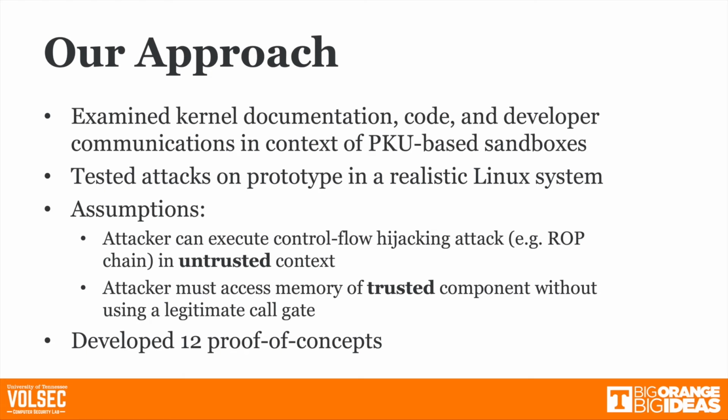We used the assumption that our theoretical attacker has already compromised the untrusted component of the process, and so our attacker is allowed to execute any kind of control flow hijacking attack in the process and can essentially execute arbitrary code in the untrusted component. The attacker's goal is, by running code in the untrusted component, to be able to access the isolated memory of the trusted component without using a legitimate call gate, of course. So we developed some proof of concepts, 12 proof of concepts that were able to achieve this goal.